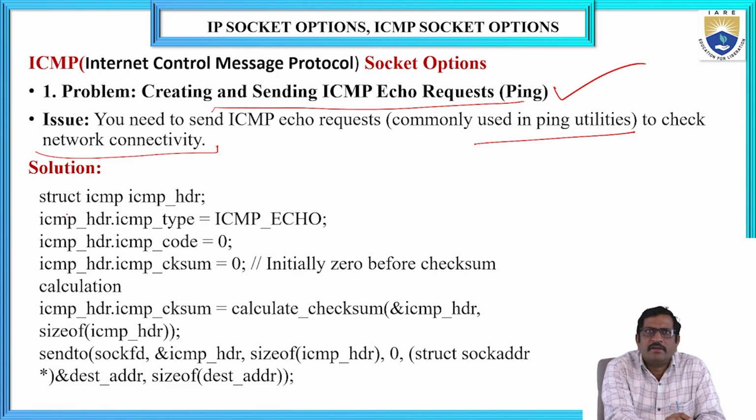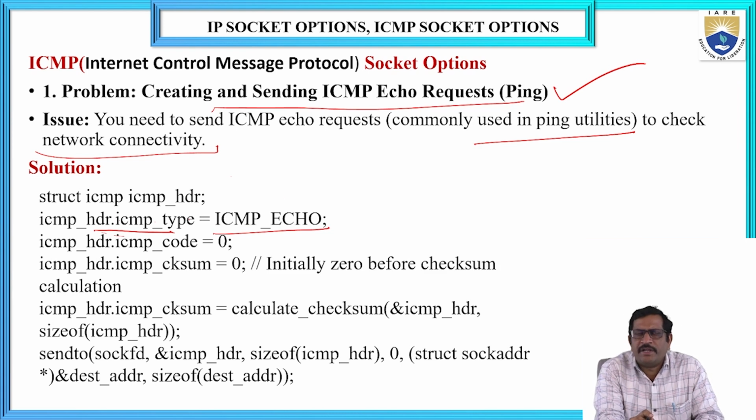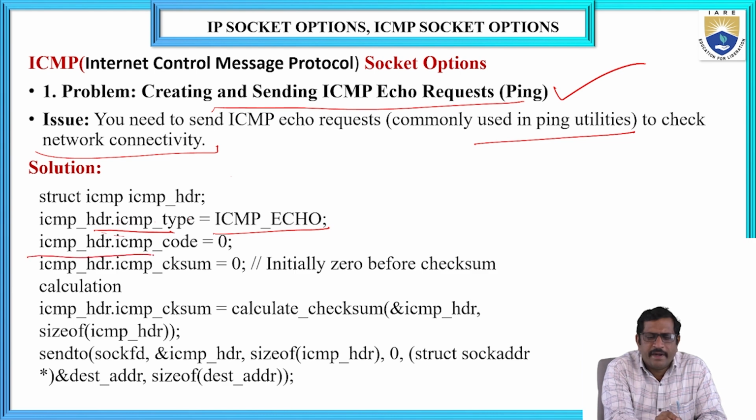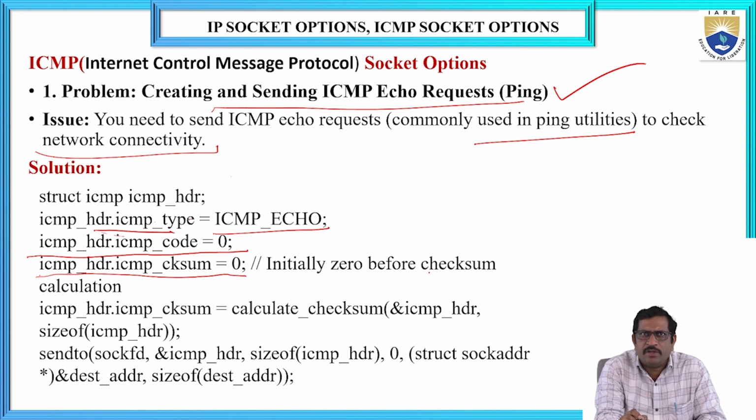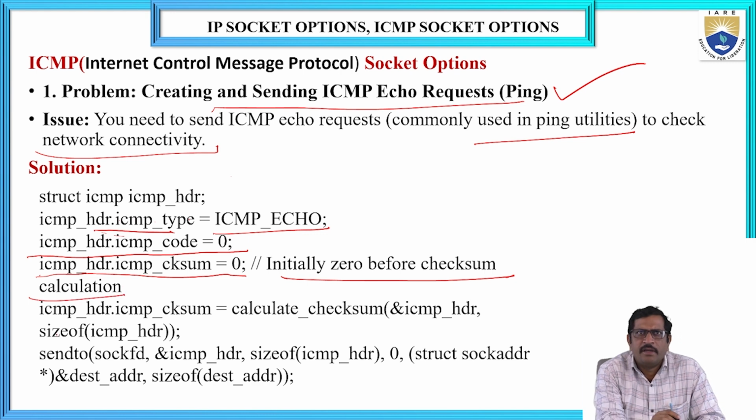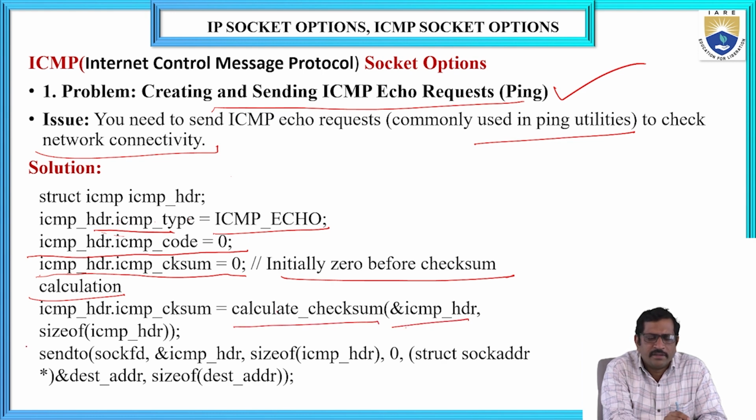The solution code is struct icmp_header, with icmp_header.icmp_type set to ICMP echo message. ICMP echo means the same message is responded: whatever message you send from the client, the server responds to the client with the same message. icmp_header.icmp_code is 0. icmp_checksum is initially 0 before the checksum calculation. Then calculate the checksum value of the ICMP header, the size of the ICMP buffer.